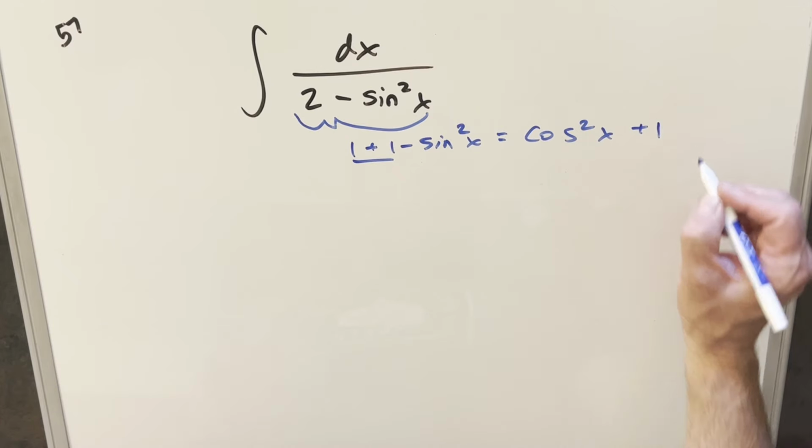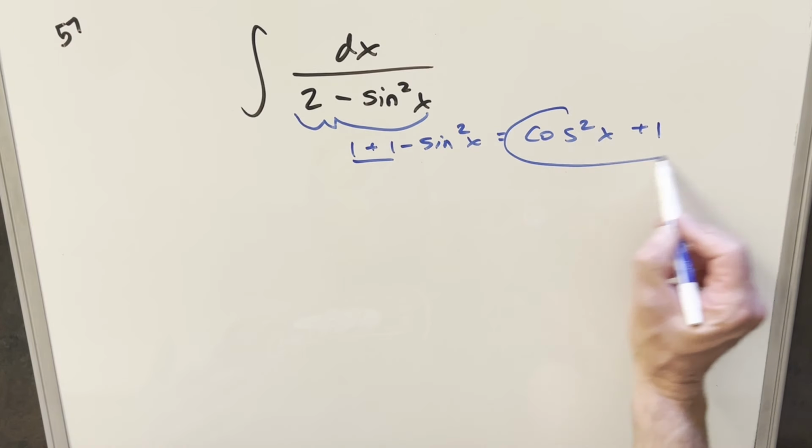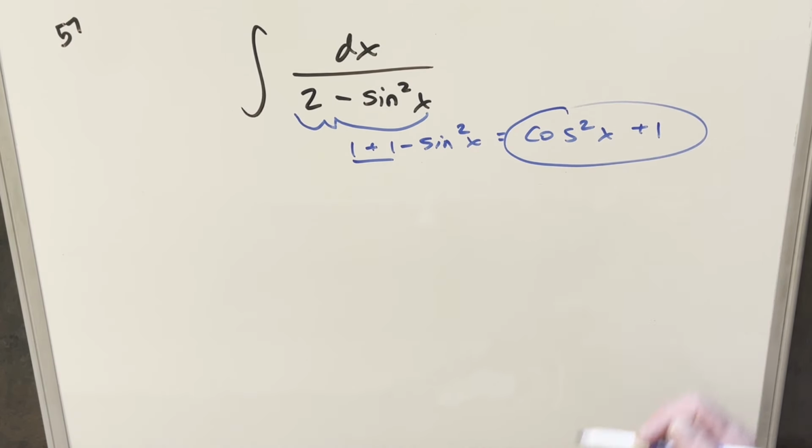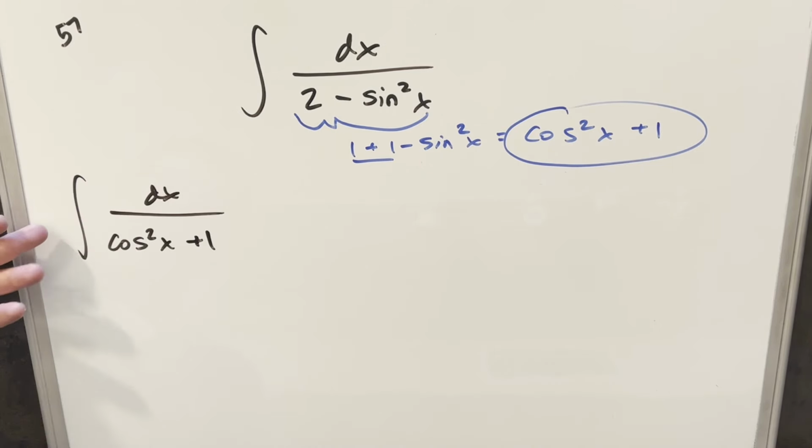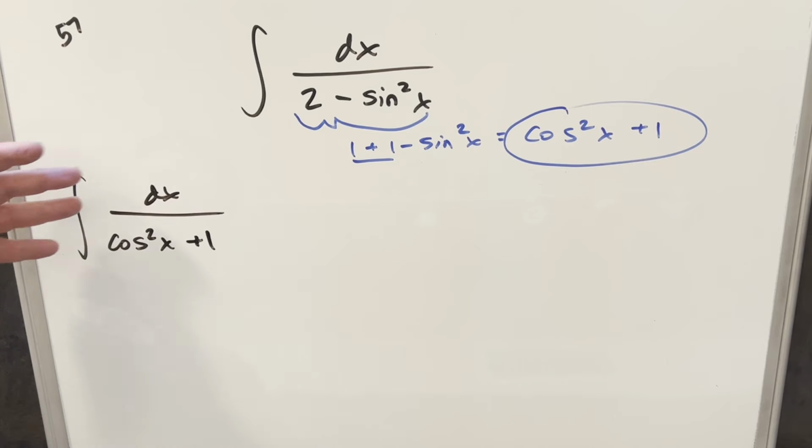Let's add a 1 on both sides, and that's going to allow me to convert the denominator and write it as cosine squared x plus 1. But from here, it's still not really clear what we do with it because we've got nothing in the numerator. So doing a u substitution doesn't look that great right now.